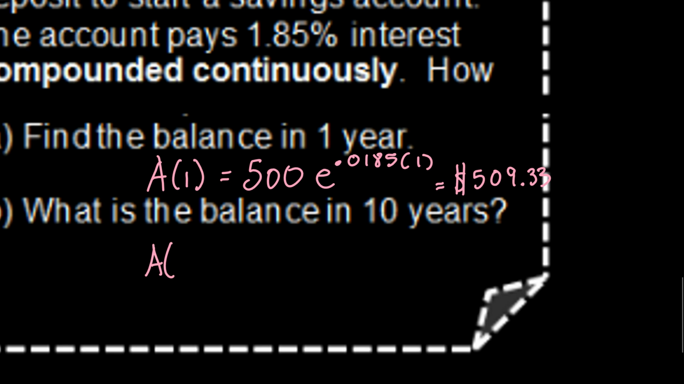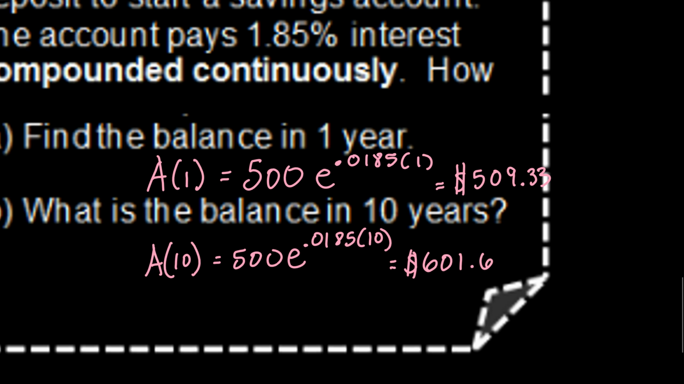And then it says, what is the balance in 10 years? So now we're replacing t with 10. The rate stays the same, 0.0185 times 10. And what do we get this time? 601.61.